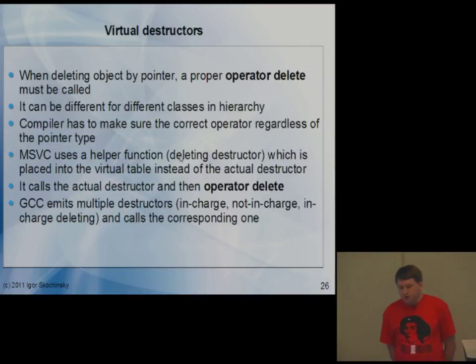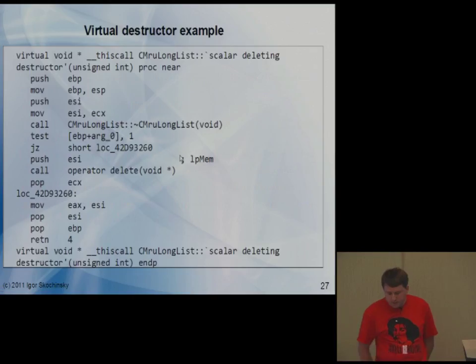So Microsoft Visual C does it by making a helper function, the so-called deleting destructor, which first destructs the class and calls operator delete of this class. And GCC does it a bit differently. It makes several destructors and puts them into the virtual table. So in the virtual table, for Microsoft C, you have a single helper destructor. For GCC, you can usually have two destructors in the case of virtual destructors.